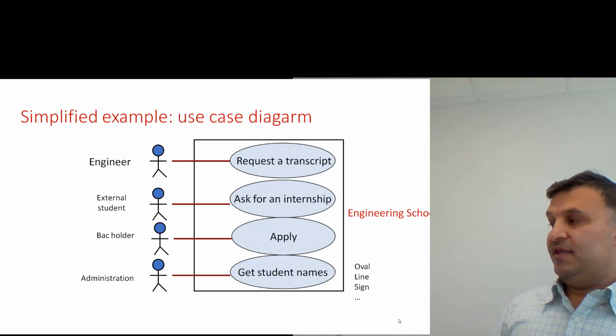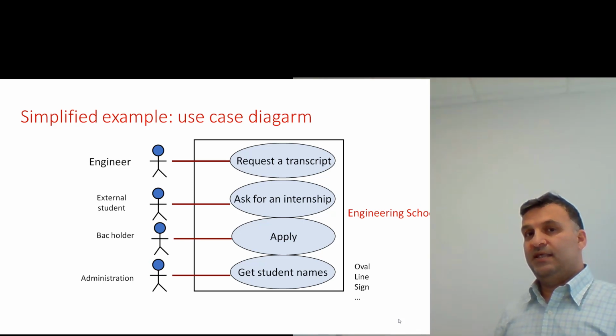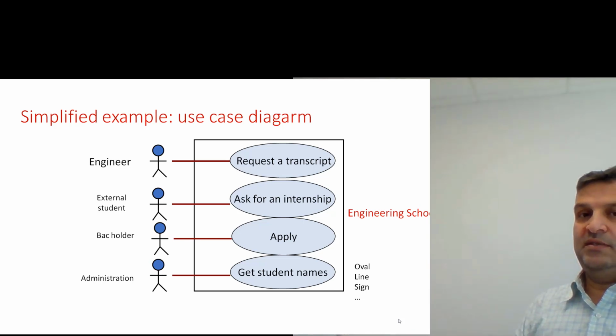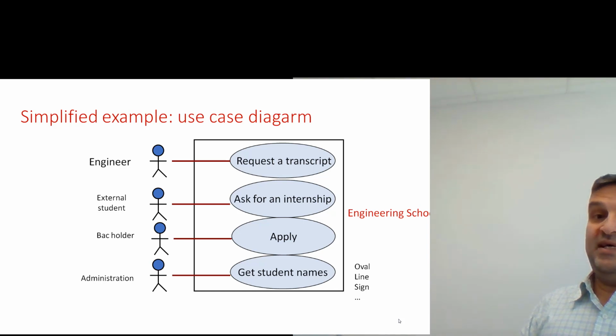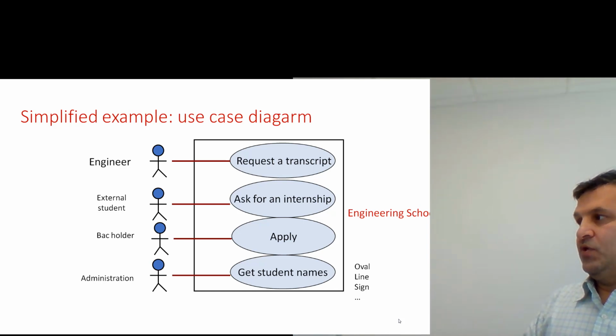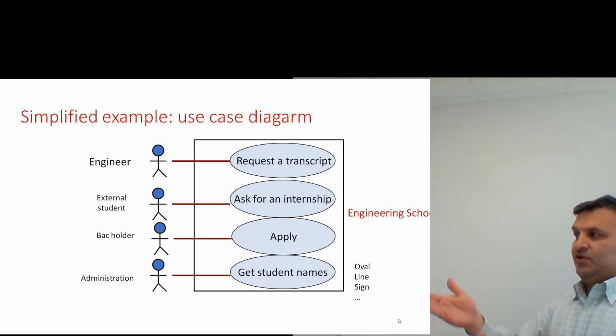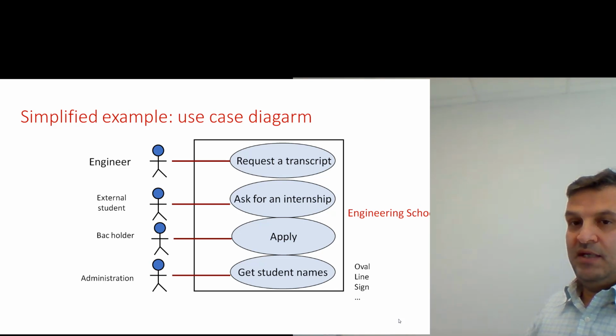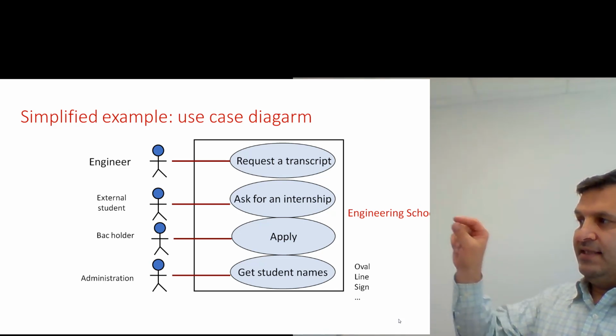There is administration. The symbols that we use in this diagram mostly are the oval, a line, and a sign that represents the external entity. It is mostly the symbol of a human. So we can see the system, the engineering school. What is an engineering school? It is a big rectangle, where we can see all the operations.